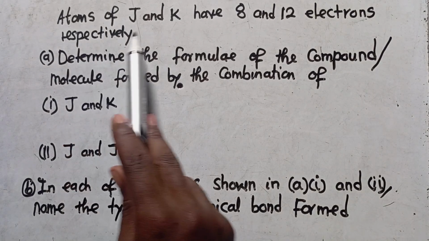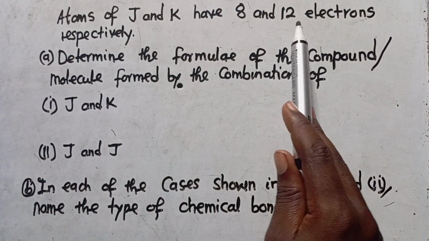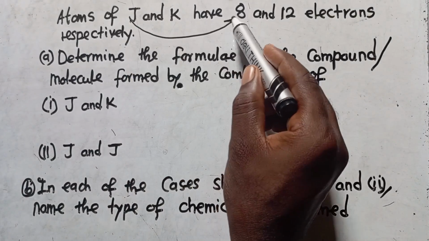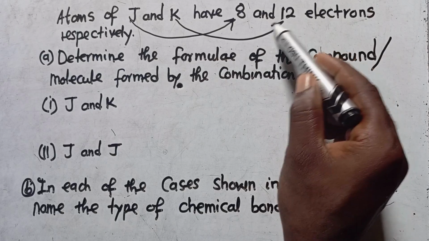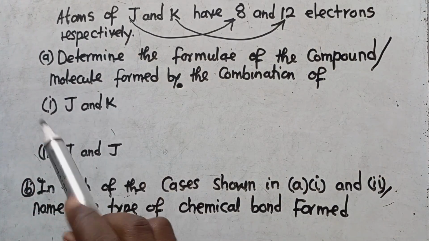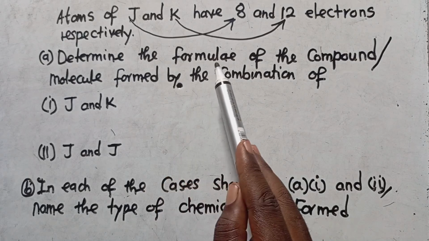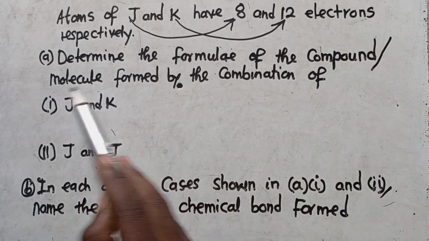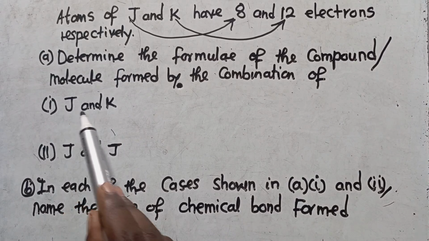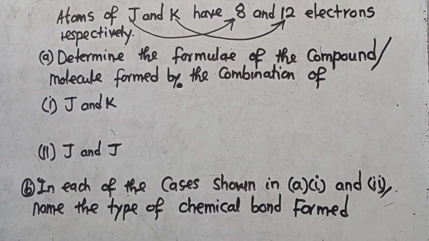The question is saying atoms of J and K have 8 and 12 electrons respectively. That is what you are given. So this is to tell you that J is having 8 electrons, K is having 12 electrons. That is the meaning. So we now go to this first question that is telling us to determine the formula of the compound or molecule formed by the combination of J and K. So when we combine J and K, what compound or molecule is being formed? They want us to come up with the correct chemical formula.